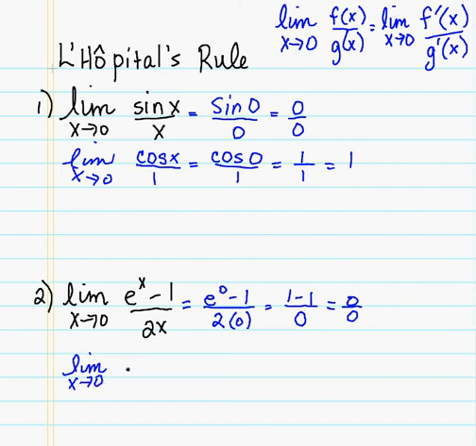The derivative of e to the x is e to the x. The derivative of 1 is 0. In the denominator, the derivative of 2x would just be 2. And now we can use direct substitution again. So we have e to the 0 minus 0 divided by 2. And again, anything to the 0 power being 1, we get 1 minus 0 divided by 2, which would be 1/2.